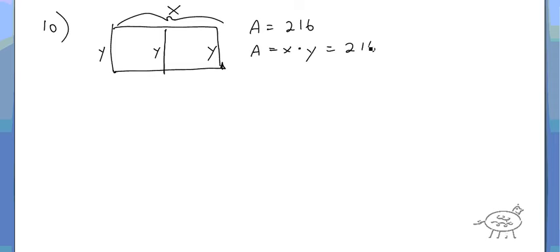Okay, so it's one rectangle, but it's split up by another fence here. So we're going to call this Y. Each of these are Y dimensions, and this dimension right here is your X value. They tell you the area of the patch is 216 meters squared, and basically the area is X times Y, so that's equal to 216. And what we're trying to do is minimize the perimeter.